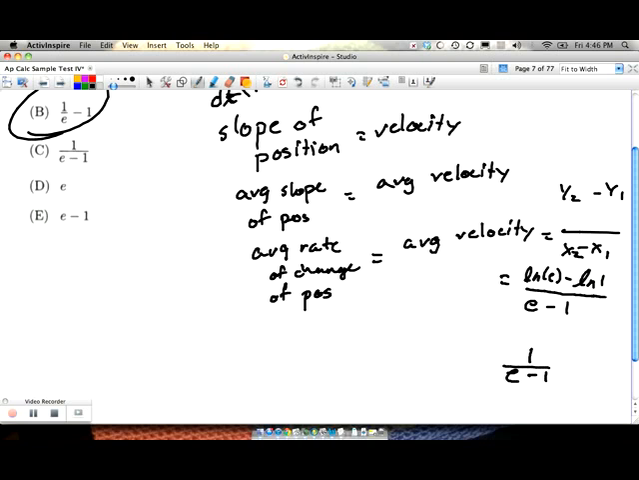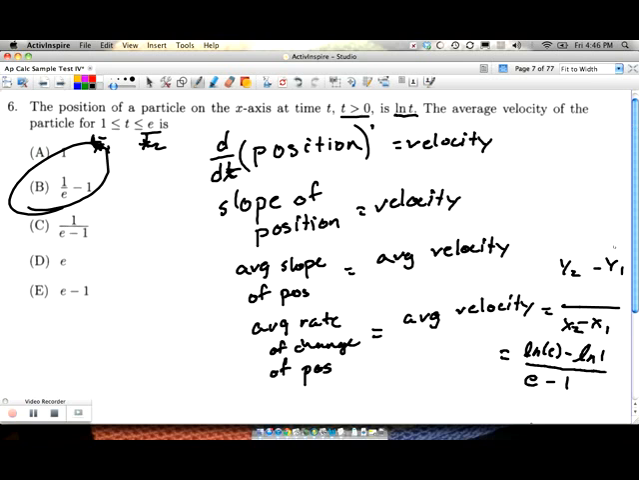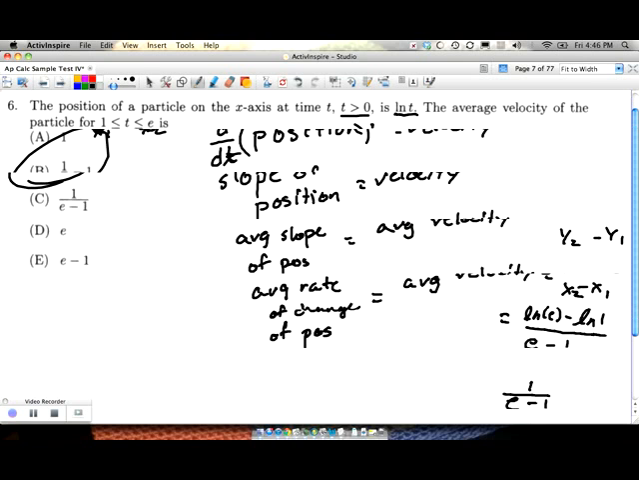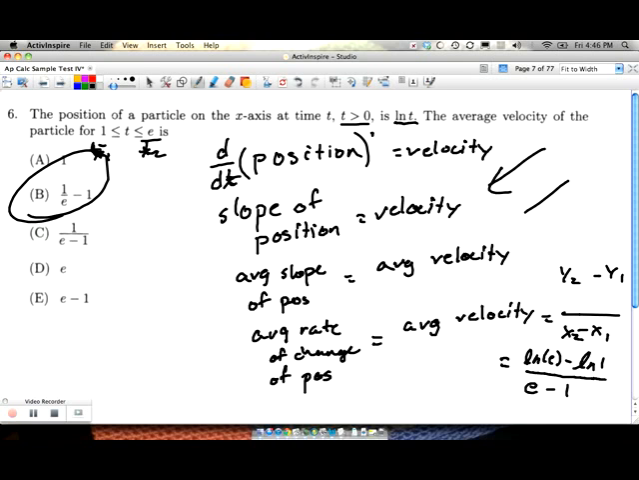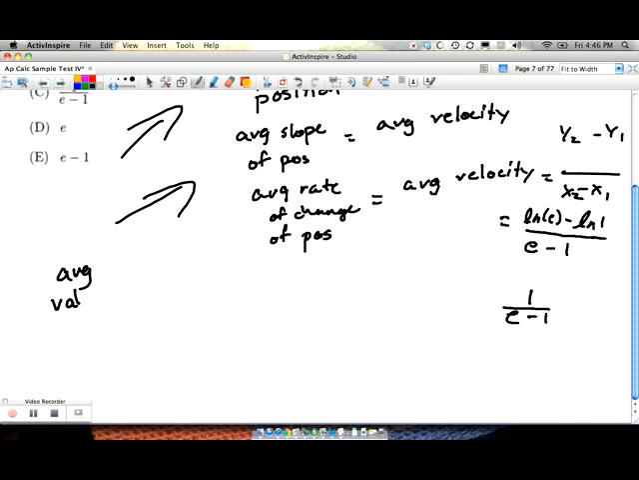The answer is B. That's a very easy calculation if you understand this. That's important, to understand relationships between velocity and position. And when it's asking for average, whenever you're asking about the average value of the function that you have, not its derivative, not its antiderivative, but of its actual function, so the average value of the given function.